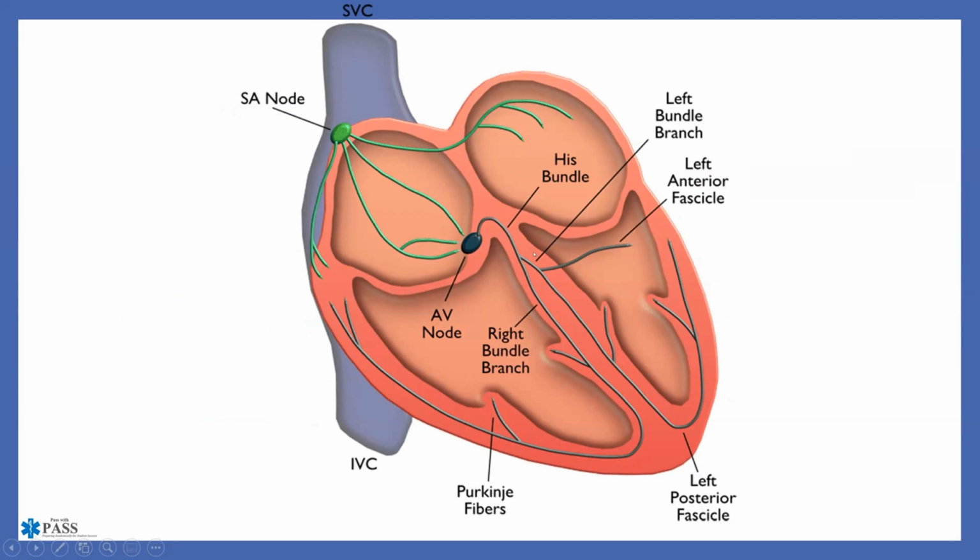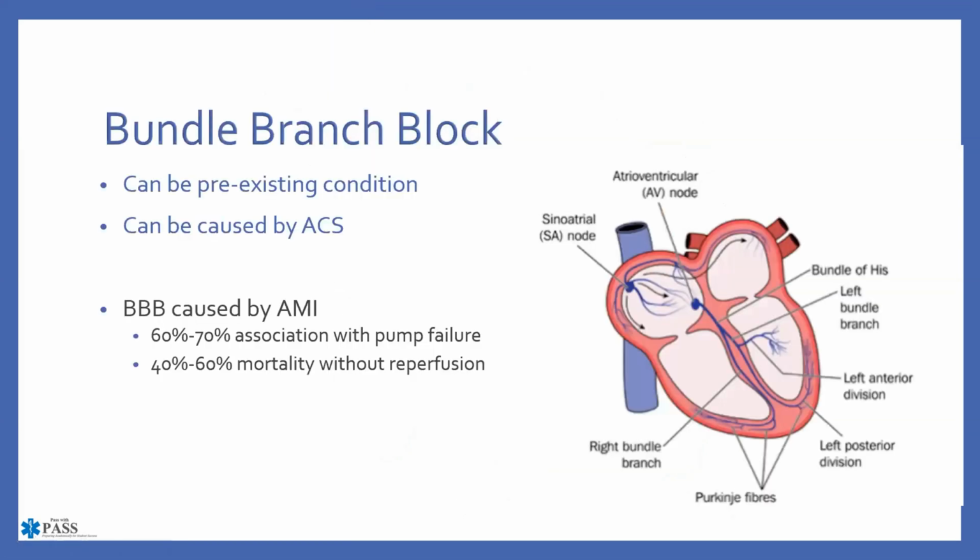So this left bundle branch, for example, we have a left anterior fascicle, and we also have a left posterior fascicle, and those are all part of the left bundle itself. So bundle branch blocks can be a pre-existing condition. Individuals live with them, right and left bundle branch blocks, but they can also be brought on by an acute coronary syndrome.